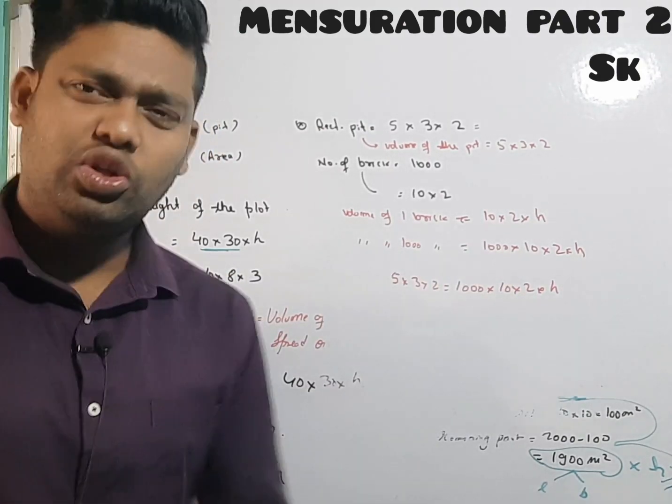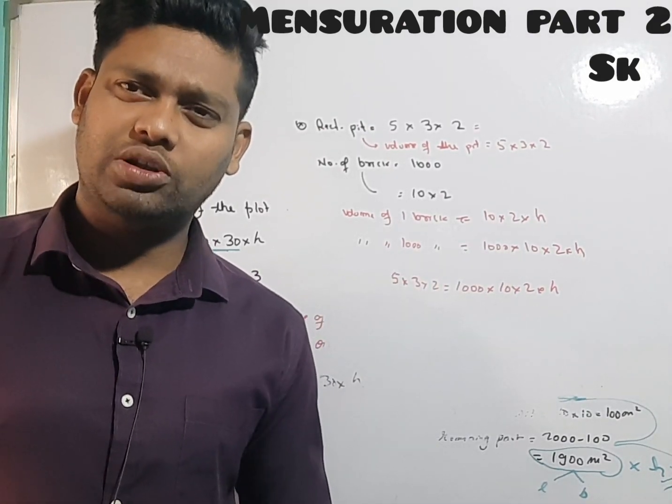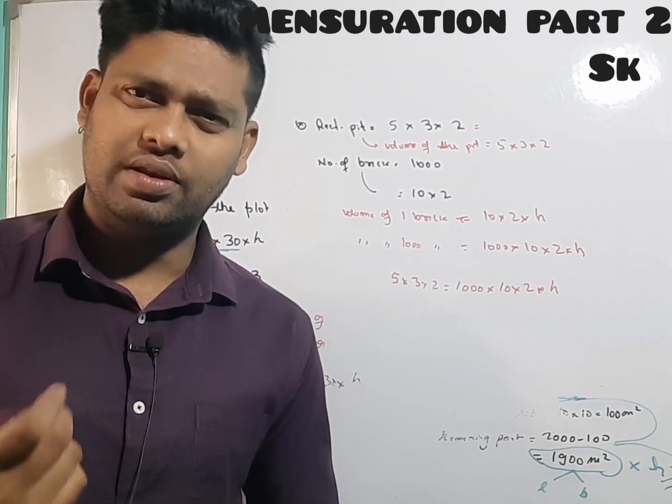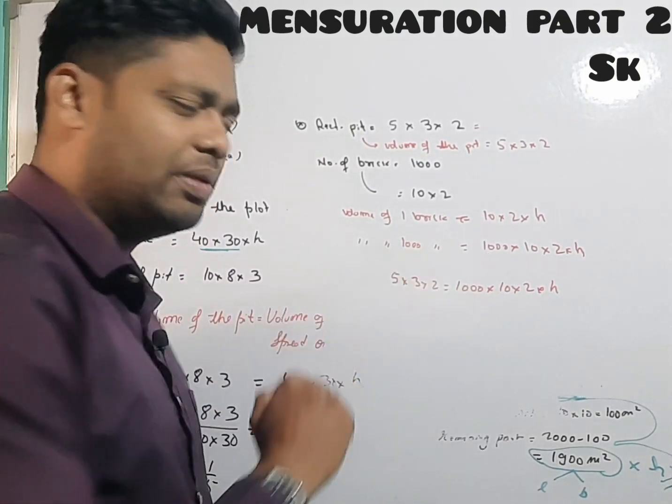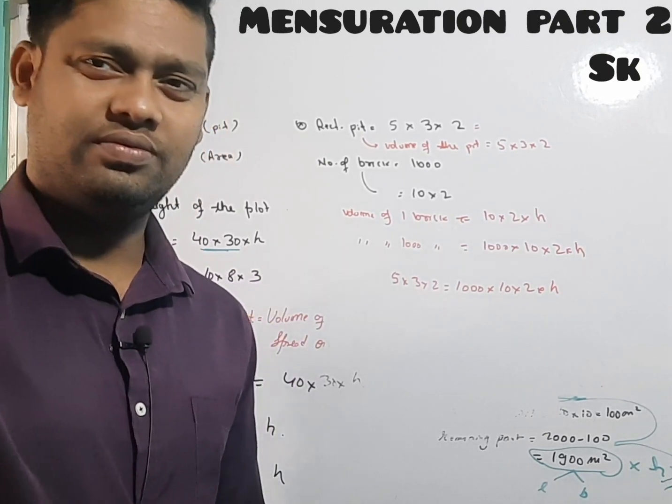Why 1,000? You might be confused, because a huge amount of earth came out. Is it possible to make only one brick? No, I can make more than one. So that's why I'm saying that I am multiplying by the number of bricks. Clear? Okay, the next one.